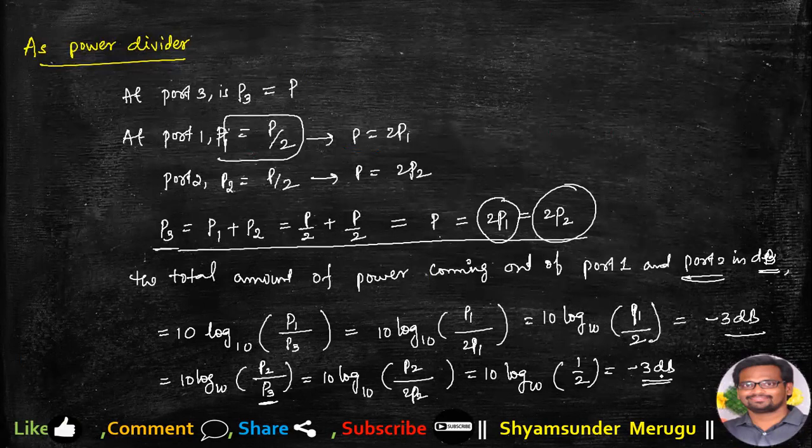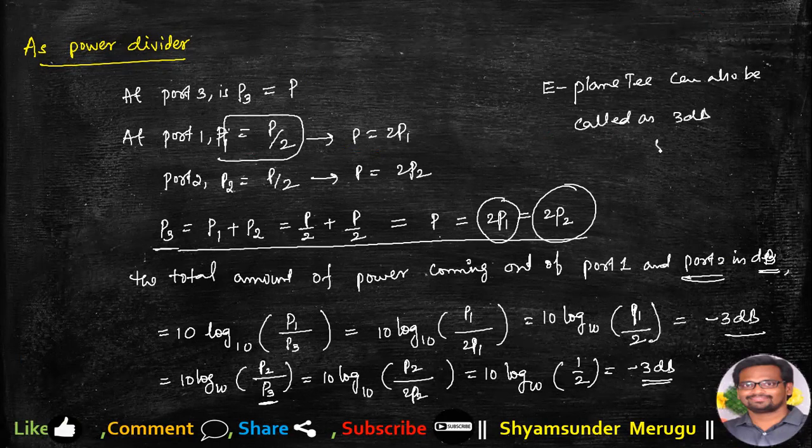Because of this 3 dB value, it is also called a 3 dB splitter. So the E plane T can also be called a 3 dB splitter, right? Now that is the case where this E plane T can be used as the power divider.